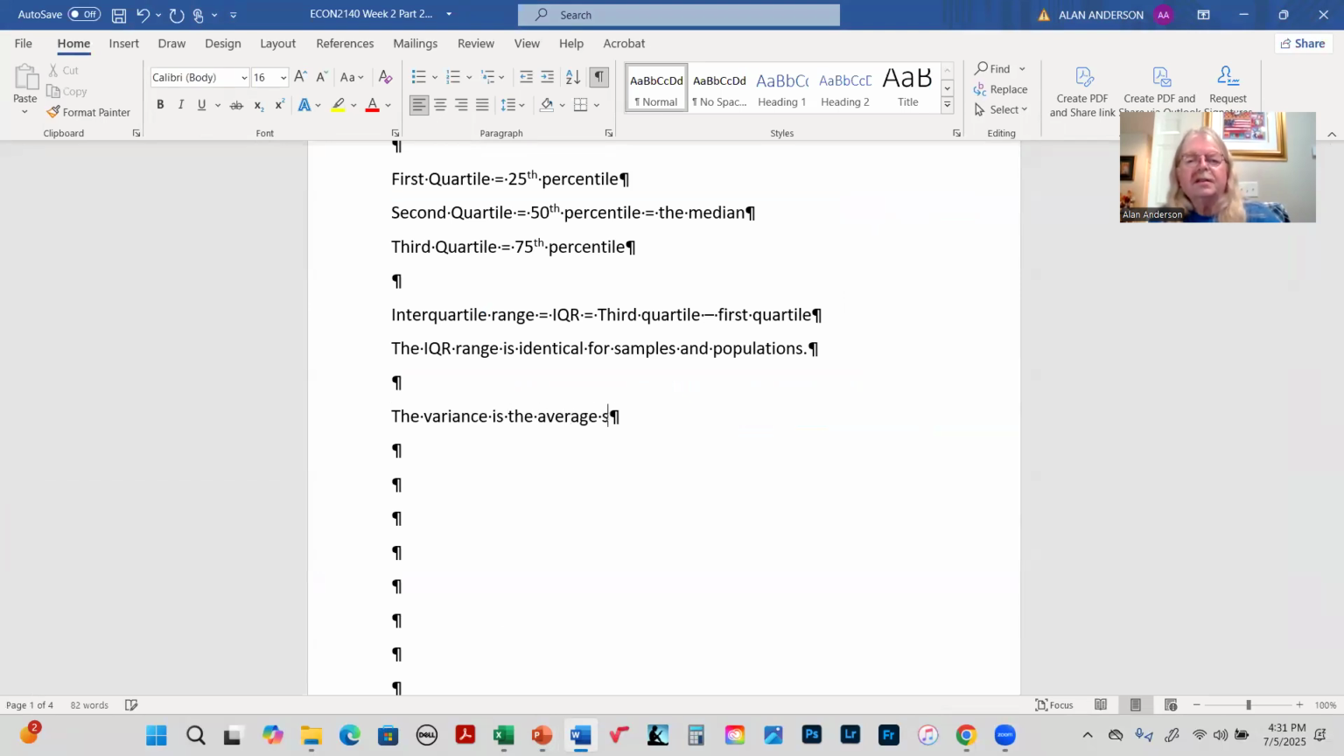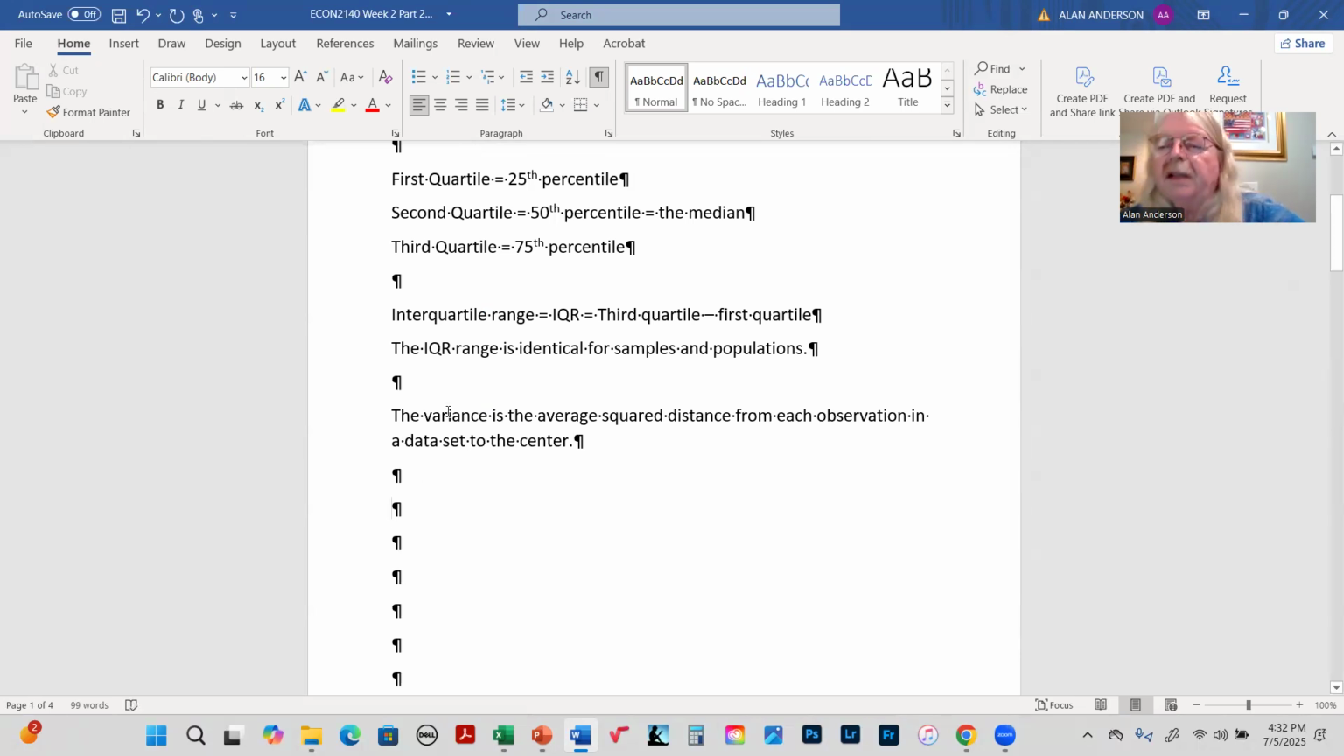is the average square distance from each observation in a data set to the center. Okay.